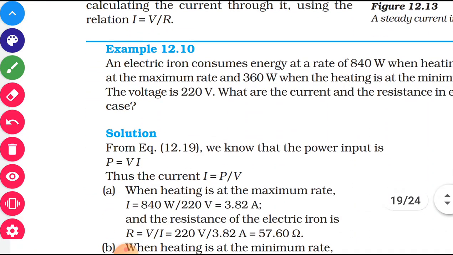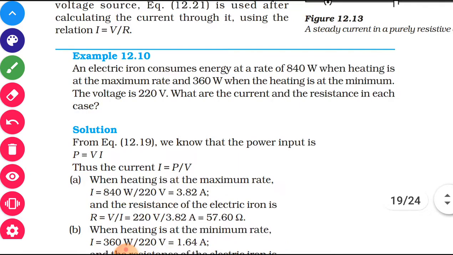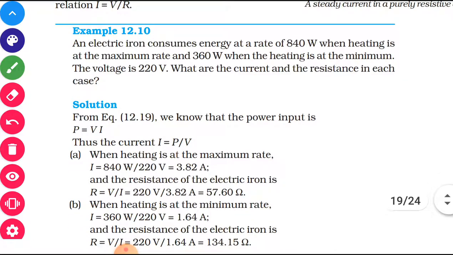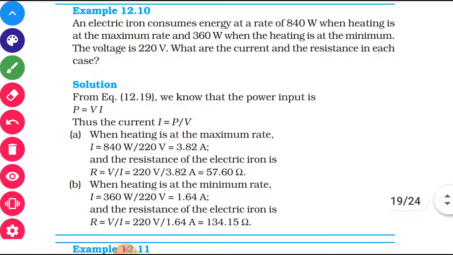Calculations can be done here. An electric iron consumes energy at a rate of 840 watt when heating is at the maximum rate, and 360 watt when heating is at the minimum rate. The voltage is 220 volt. What is the current? It's very easy to find.